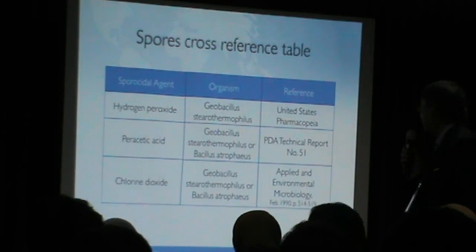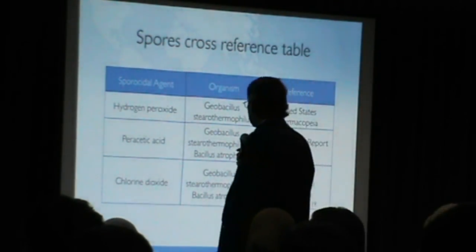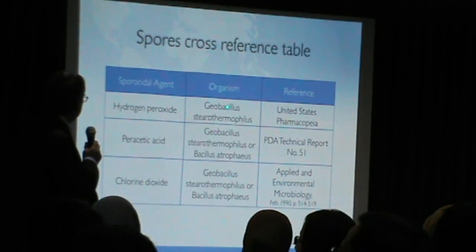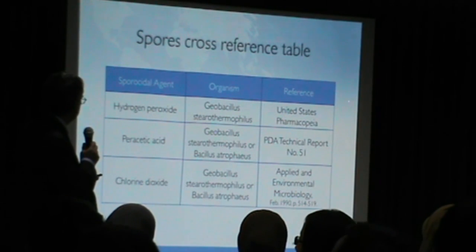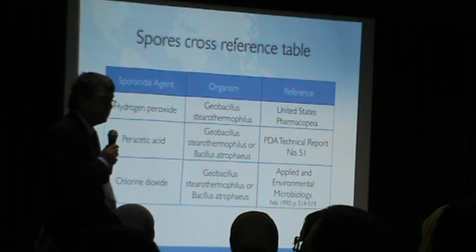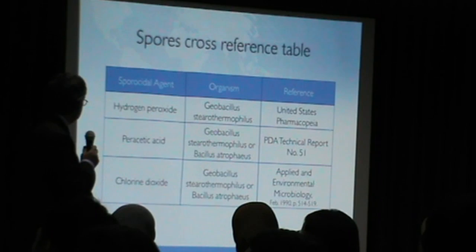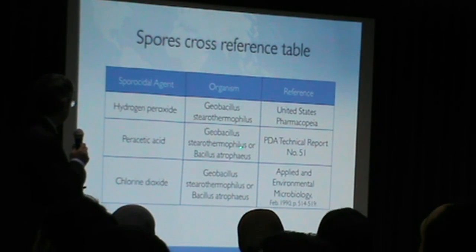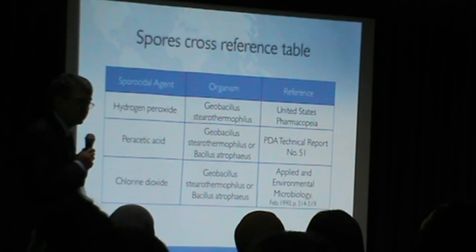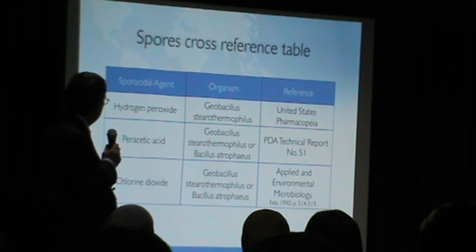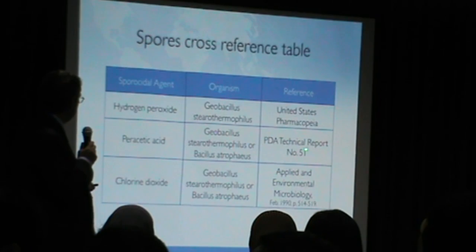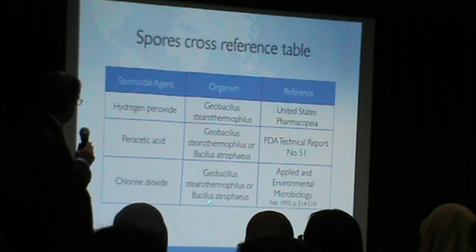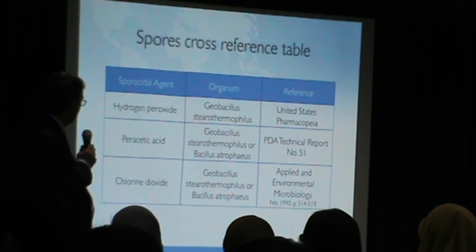So here we have a reference table. For hydrogen peroxide, the Bacillus thermophilus, and the reference is the USP pharmacopoeia. For acetic acid, you can use both Thermophilus or Bacillus atrophaeus, and this is reported in a technical record. Chlorine dioxide, Thermophilus or Bacillus atrophaeus.